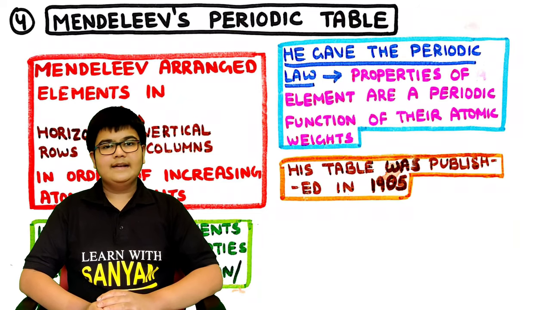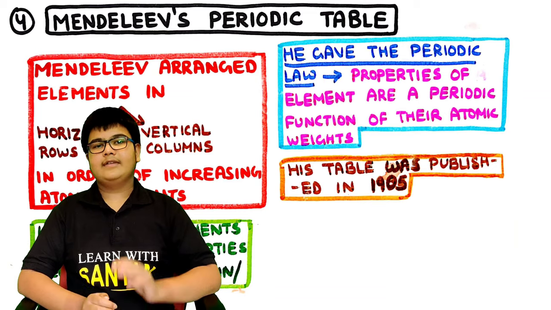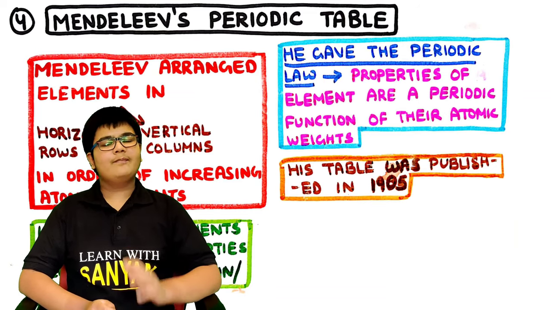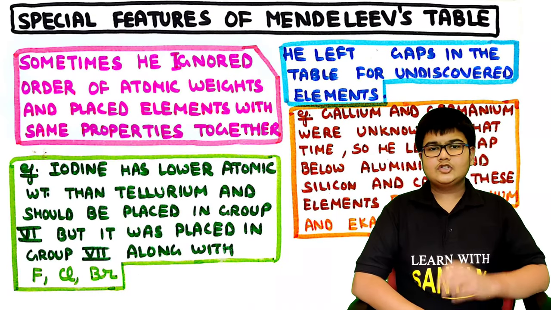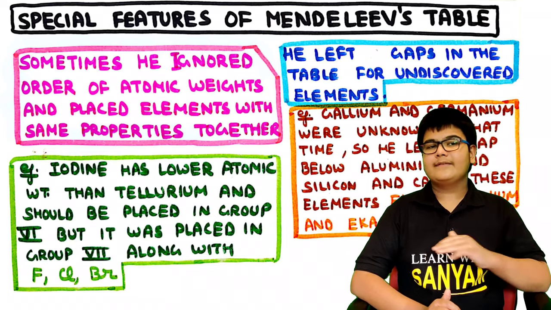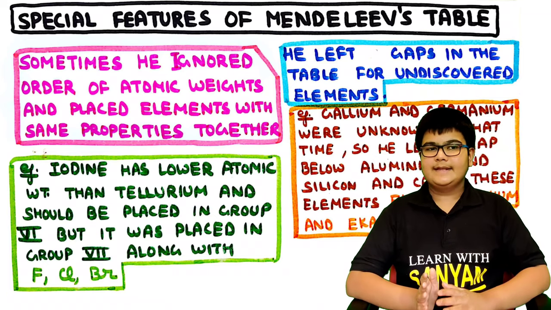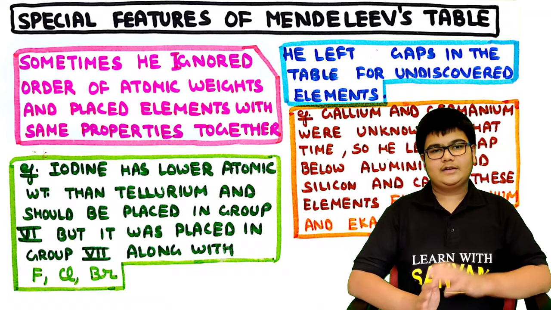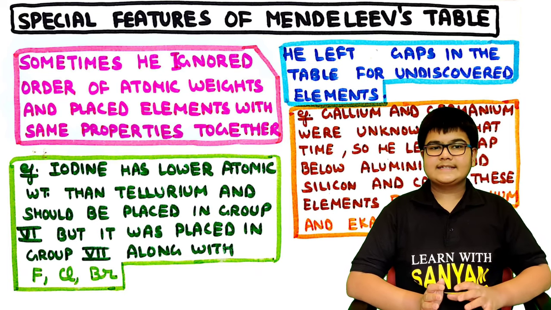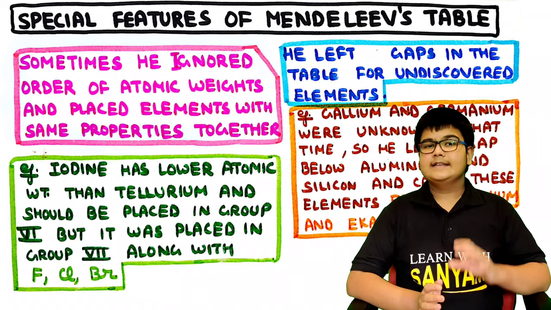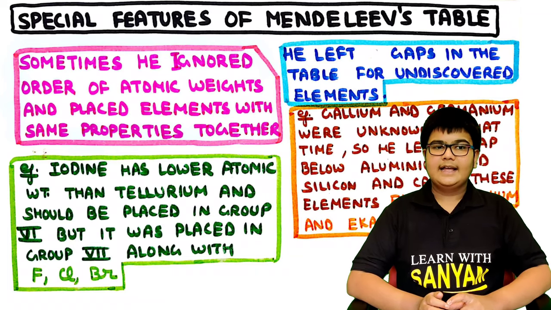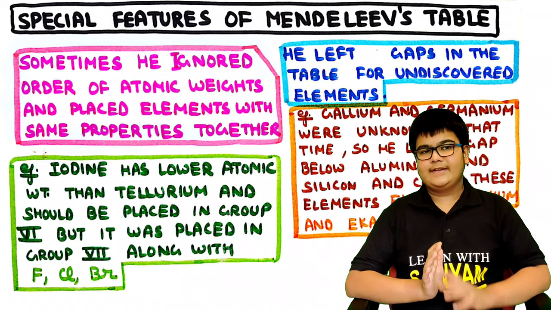Now Mendeleev's table was published in 1905. So let's see a few special features of Mendeleev's table. Sometimes Mendeleev ignored the order of atomic weights and placed the elements with the same properties together. So sometimes even if two elements had the same properties, Mendeleev gave more importance to that fact and ignored the order of atomic weights.